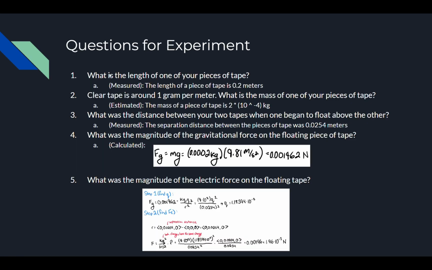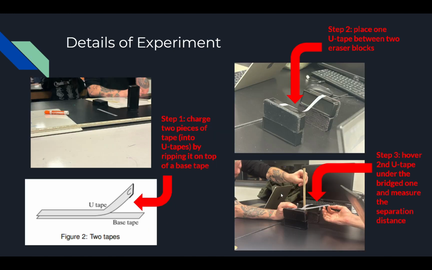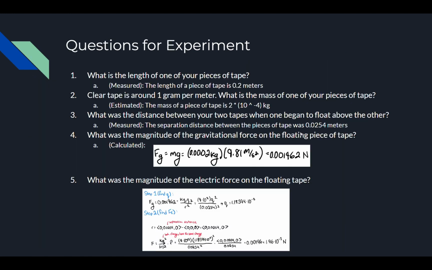And then questions for the experiment. What is the length of one of the pieces of tape? We measured it before the experiment to be 0.2 meters. And what is the mass of one of the pieces of tape? We estimated that it would be 2 times 10 to the negative 4th kilograms. As for the separation distance that we measured in step 3, we measured that to be 0.0254 meters.